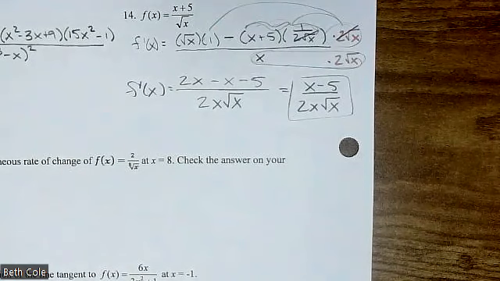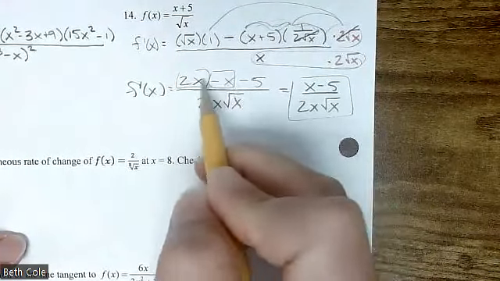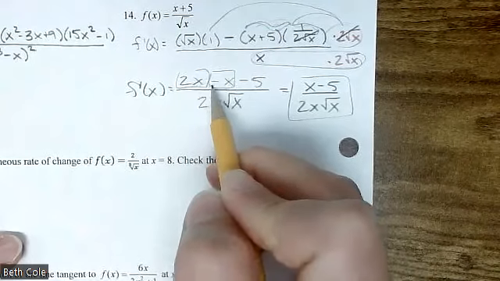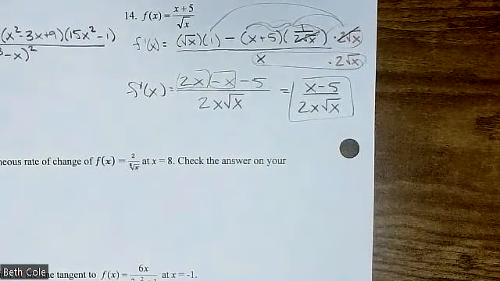All right. Wait, why is the 2x still one? Oh, it was 2x minus 1x. So we just combined like terms. So 2x minus 1x just gives you 1x. They just went together. So it didn't go away.